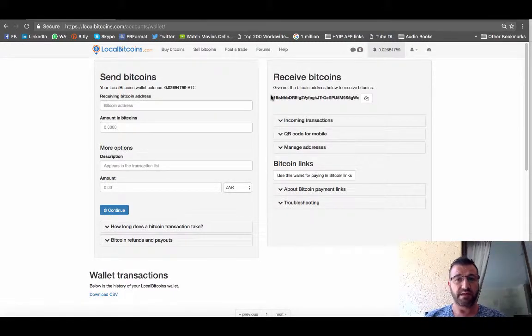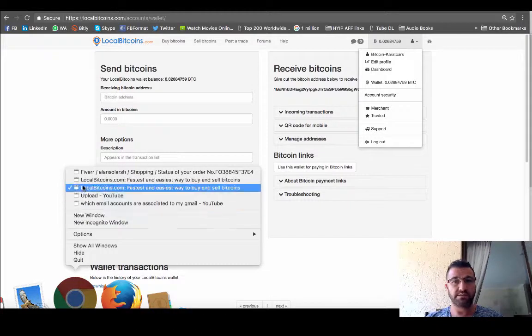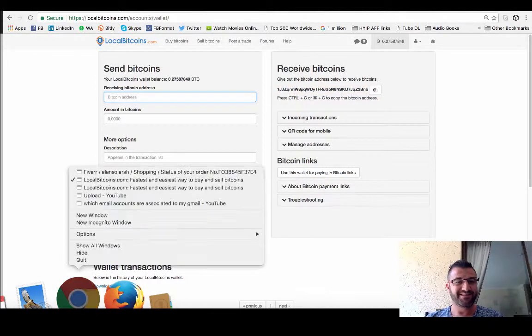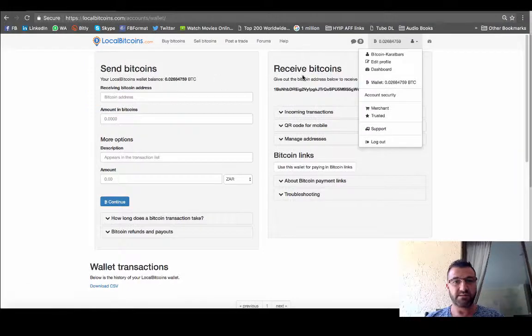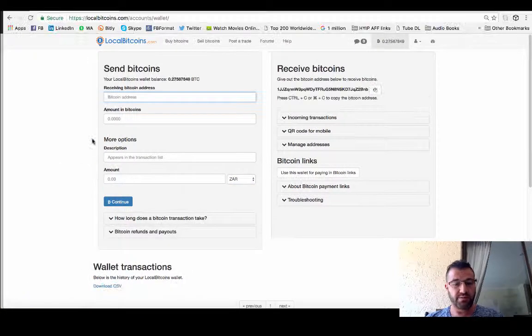So what I'm going to do is send coins from this account to my other account, which is this account. So this is the receiving wallet over here. This is where I want my Bitcoin. Go back to the other exchange, paste it in.